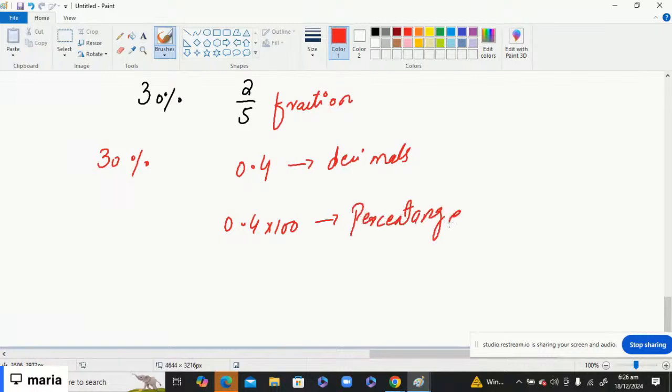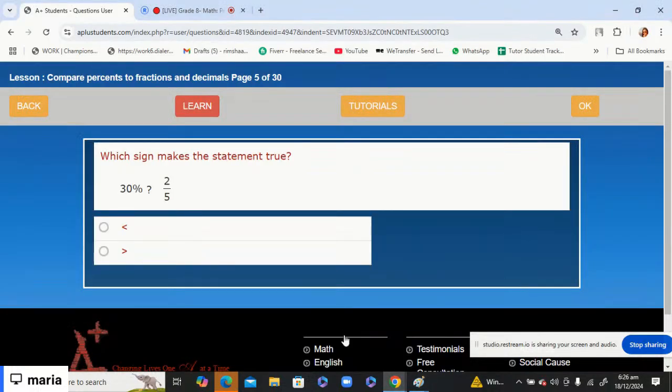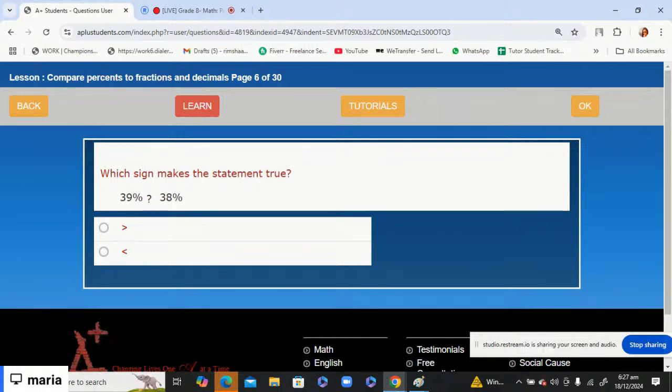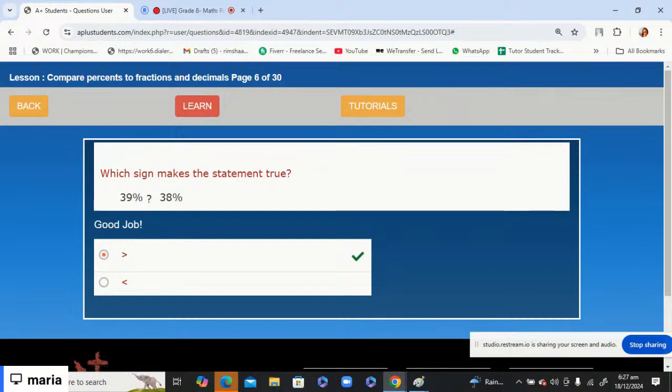You are going to write these things, okay? Percentage. So this becomes 0.4 times 100, that becomes 40%. And this is 30%. So this is less and 40% is greater. So 2 by 5 is greater as compared to 30%. Which sign makes the statement true? 39 or 38? 39, obviously. This is 39%. These both are in the form of percentage, so we are not going to convert. We just write this percentage as this one is greater and this one is less.